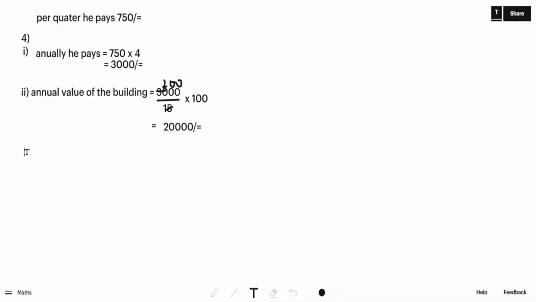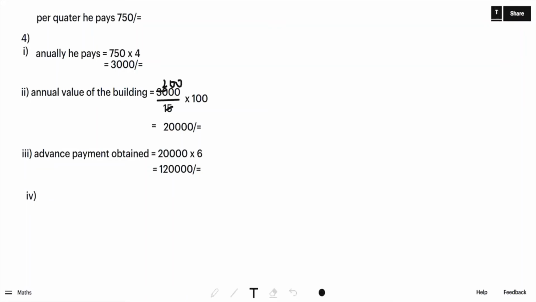So advance payment obtained is equal to, we know each month the rent is 20,000. We should multiply it by 6 to get the advance payment, which is 20,000 into 6, is 120,000. This is the advance payment he gets.